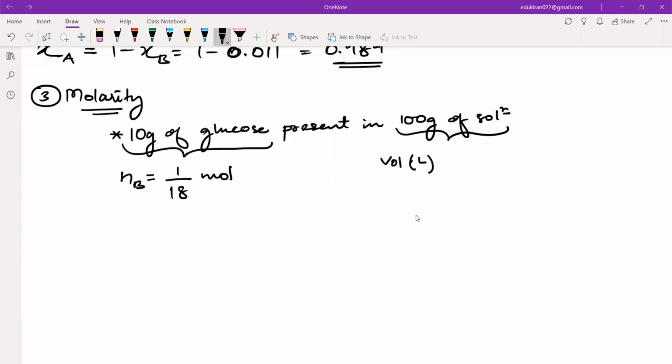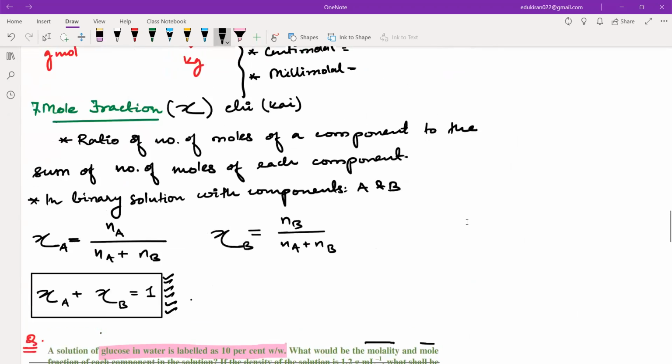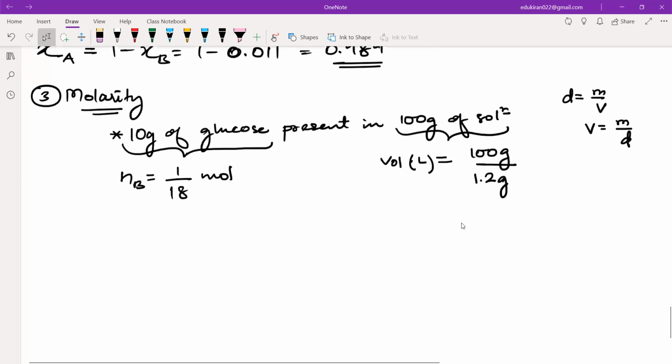100 gram of solution can give me the volume of solution in terms of liter. How? We all know density is equal to mass by volume. Volume will be equal to mass upon density. The mass is 100 grams. The density that they have given is 1.2 grams per ml. You can write this as 100 gram upon 1.2 grams per ml. So this gram and this gram will get cancelled, and you will get 100 upon 1.2 milliliter inverse. Inverse will go above and it will become ml.